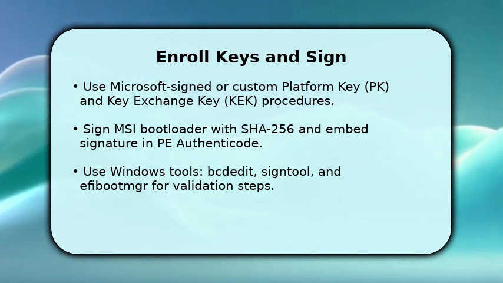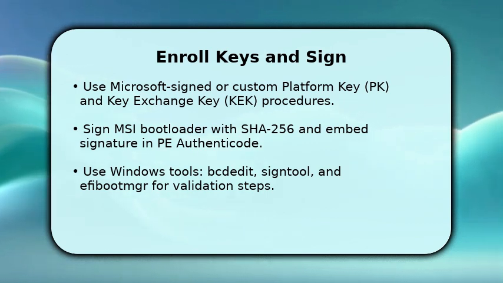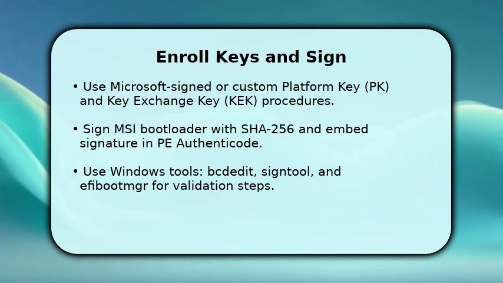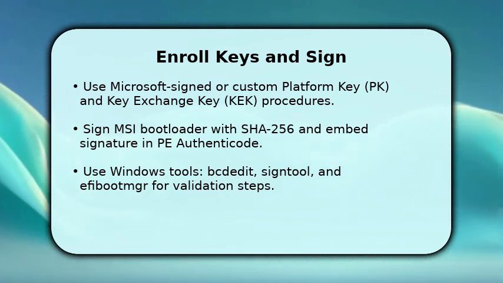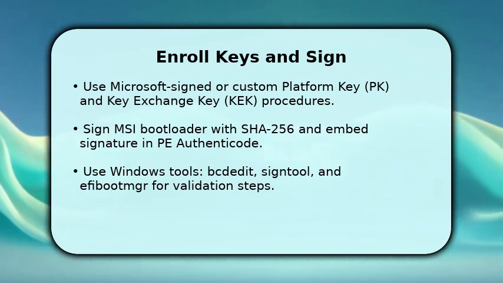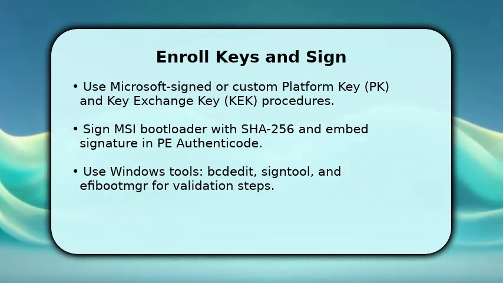Next, sign the MSI bootloader with Authenticode using SHA-256 so secure boot can validate the payload. Make sure to update the BCD entries with bcdedit to point to your signed bootloader and verify signatures with SignTool. Finally, check UEFI variables with a tool or firmware UI to confirm the new boot entry exists.